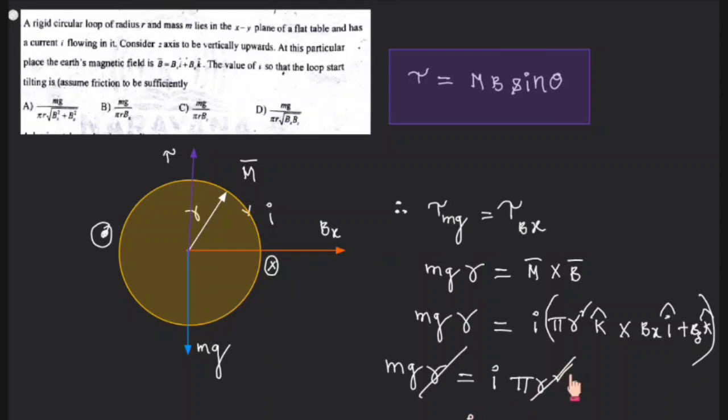Therefore this I is equal to, there is a bx here, right? Sorry, right? This I is equal to, what is it? mg by bx into r, that's the answer. So answer is this one. Where is pi, it is missing, so pi, sorry. So I is equal to mg by pi into bx into r, right? So this is one of the important problems for today's paper, so check it once.